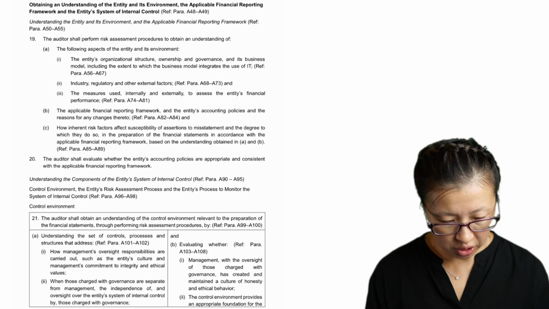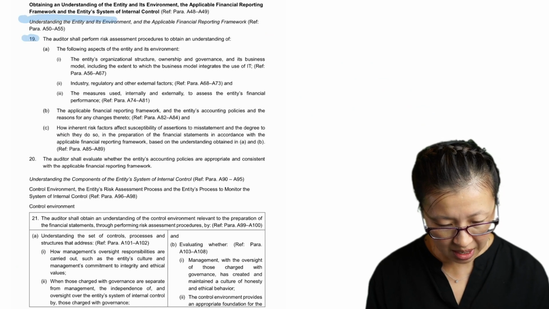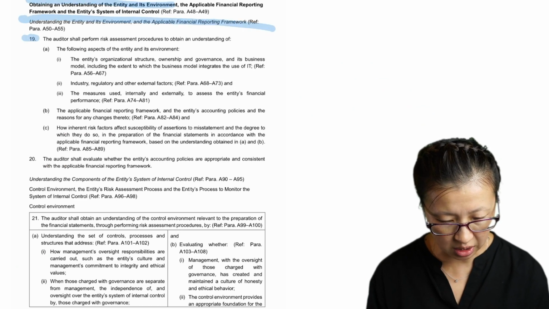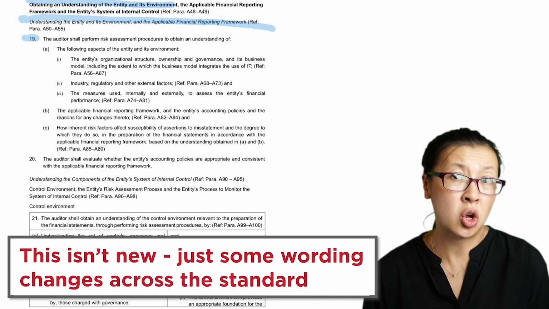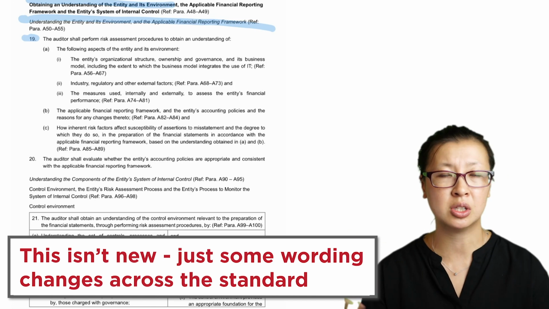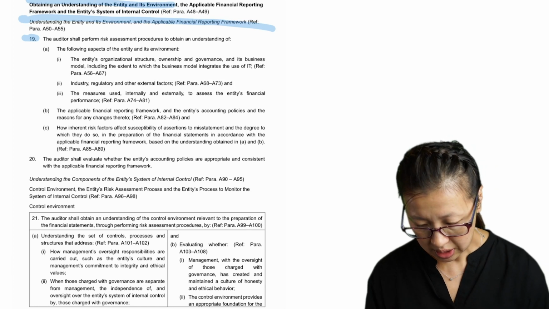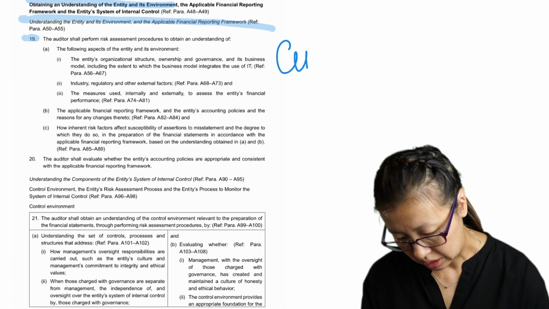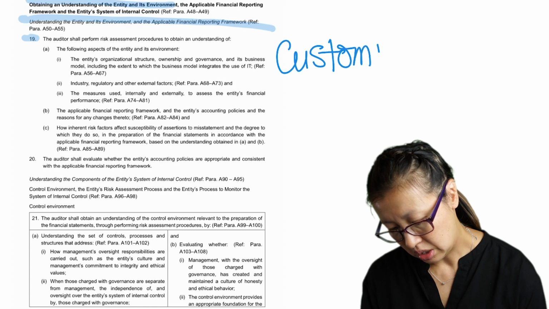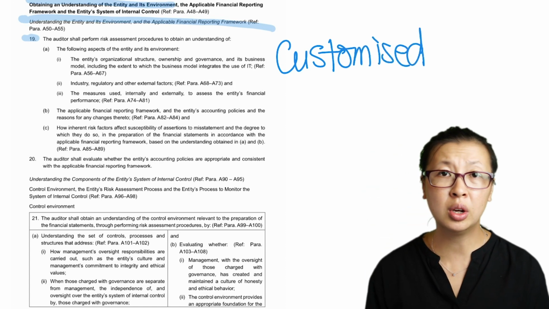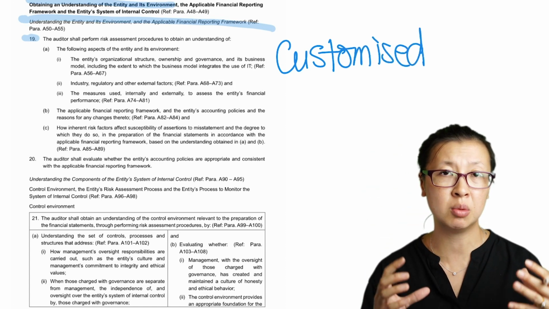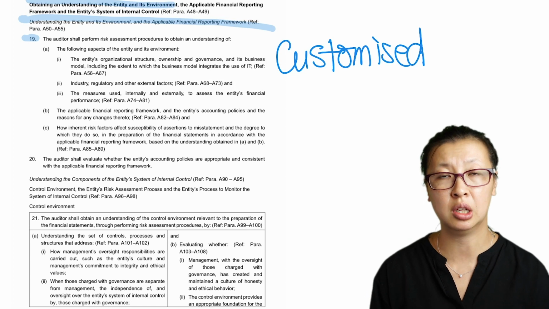Now, the next section from paragraph 19 is about understanding the entity. And it really is saying you need to know your client. You just can't make a best guess. You need to understand the client so that your audit can be customized.